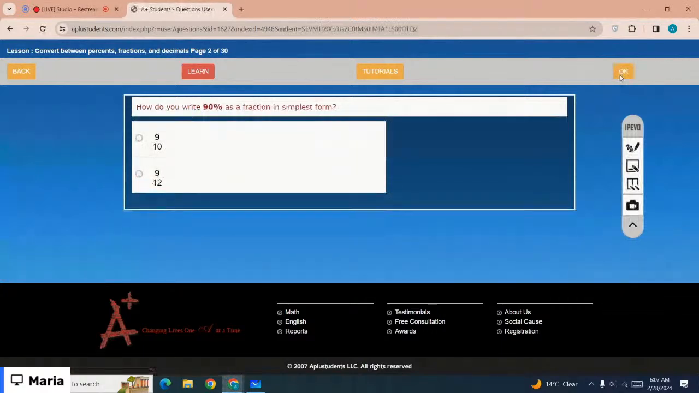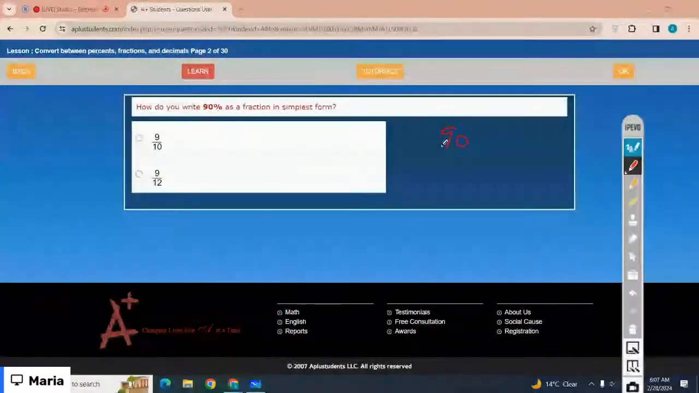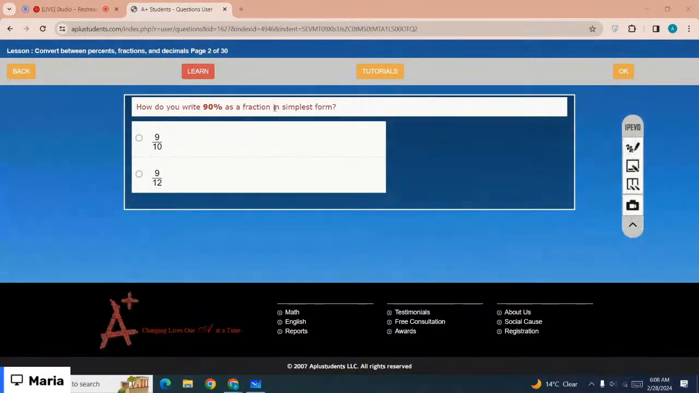Okay, how do you write 90% as a fraction in the simplest form? So now you have to convert from percentage to fraction. You are given 90%. That means 90 out of 100. Divide them by the common number to convert it into simplest form. You can divide them by 10. So 10 times 9 is 90 and 10 times 10 is 100. That is 9 over 10. Very good. The correct option is 9 over 10, option number 1.